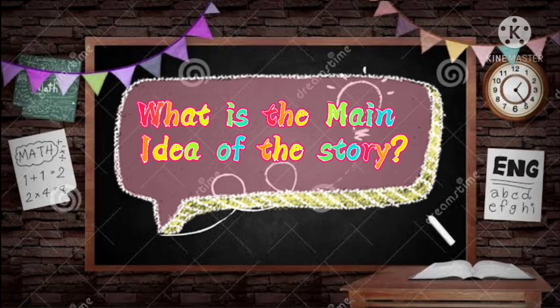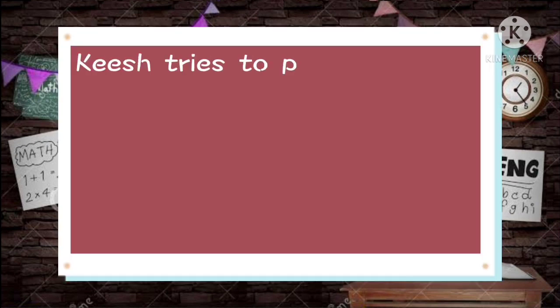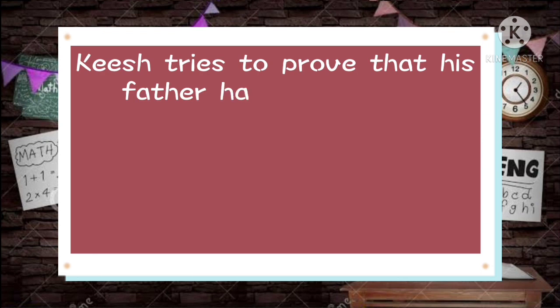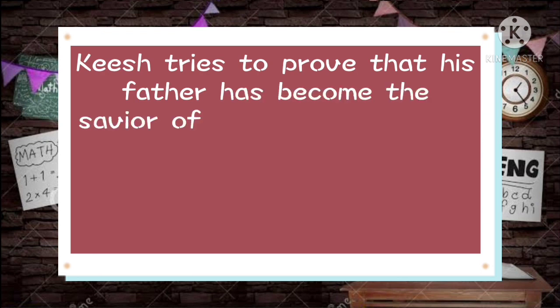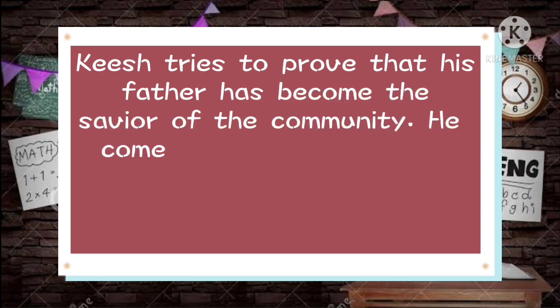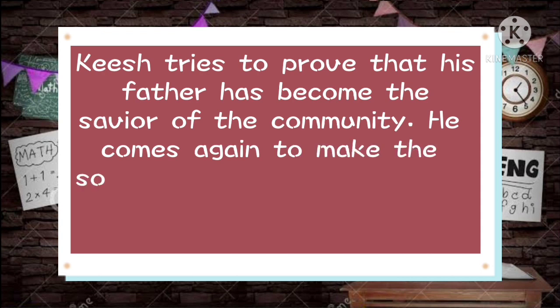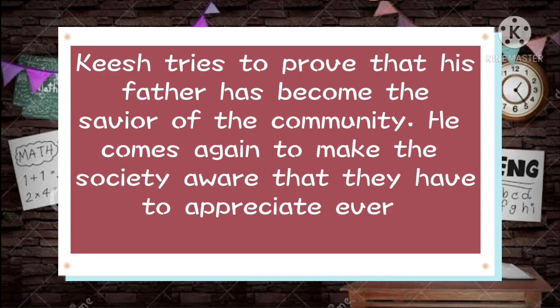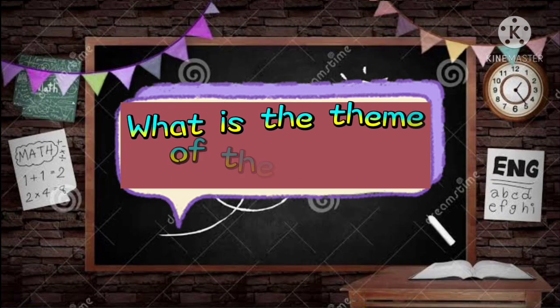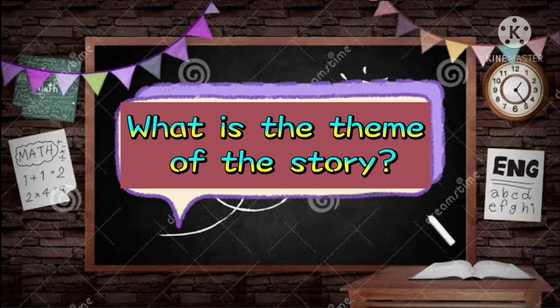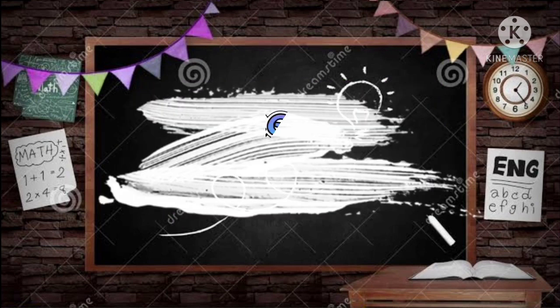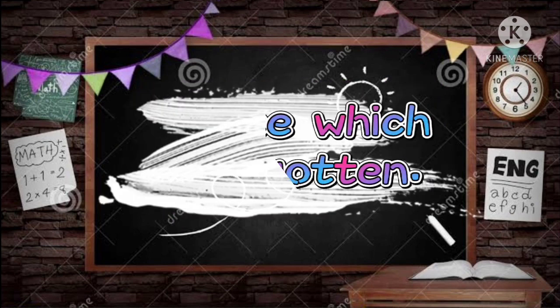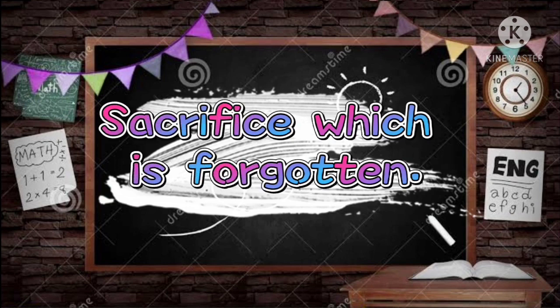So, what is the main idea of the story? The main idea is that Kish tries to prove that his father has become the savior of the community. He comes again to make the society aware that they have to appreciate every sacrifice of a person. Now, what is the theme of the story? The theme of the story is that sacrifice which is forgotten.